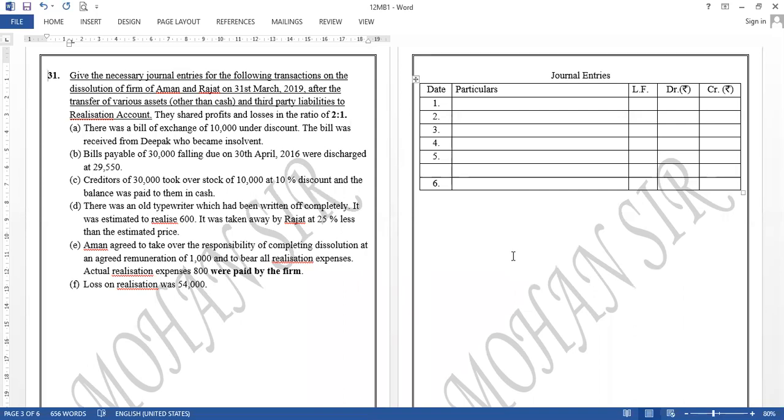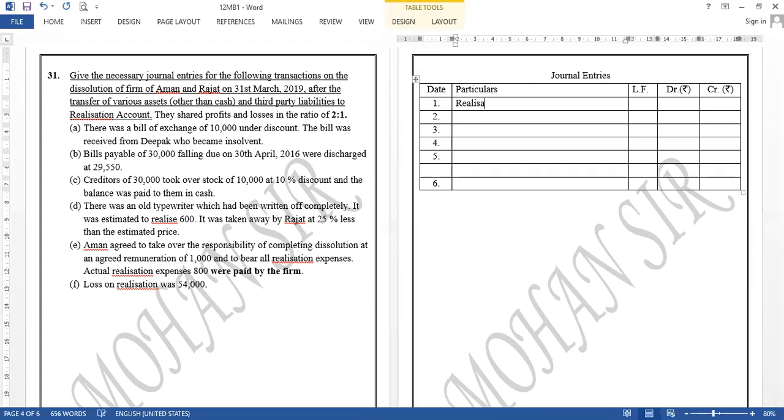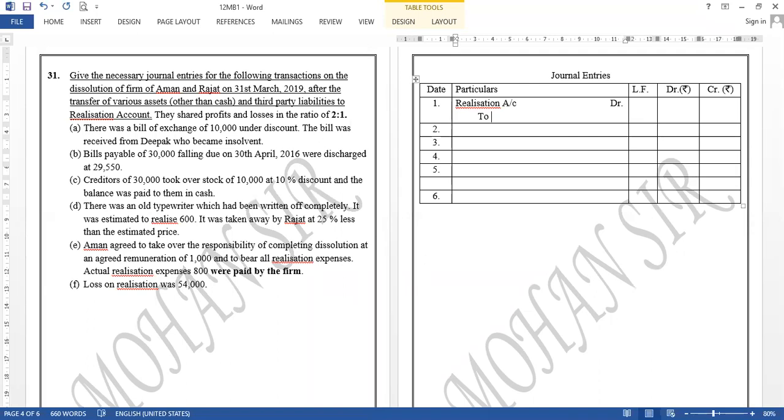Now, what will happen? You will have to pay that amount, right? Realization to bank is the entry required, because whenever we pay any amount at the time of dissolution, the bank account needs to be credited. So what do we debit? We have to debit realization. We cannot debit that customer account. We cannot debit that bill receivable account. So realization account debited to bank account is the entry required with the amount of 10,000. Understood?